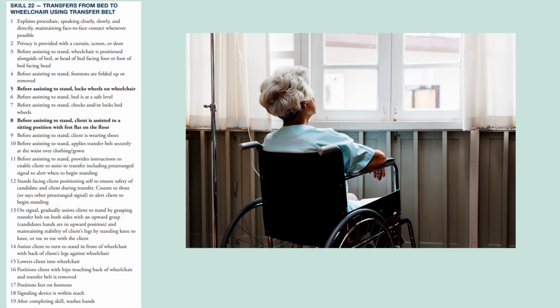Note the hand position on the gait belt. Step 13, upward grasp. This skill provides very detailed instruction for the candidate to follow, all of which are focused on safety of the client. Note in step 14, the client should be assisted to stand and then to turn and stand with the back of their legs against the wheelchair. The client is then lowered into the wheelchair with hips touching the back of the wheelchair. Remove the gait belt, provide the signal device, and then the candidate will wash hands. Whether the wheelchair remains locked at the end of the skill is not scored. The candidate will end the skill with the client seated in the wheelchair with their feet on the footrests.